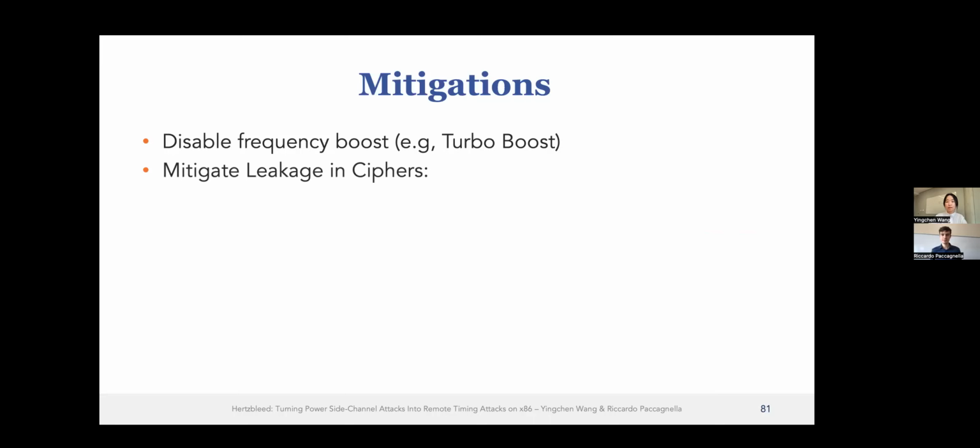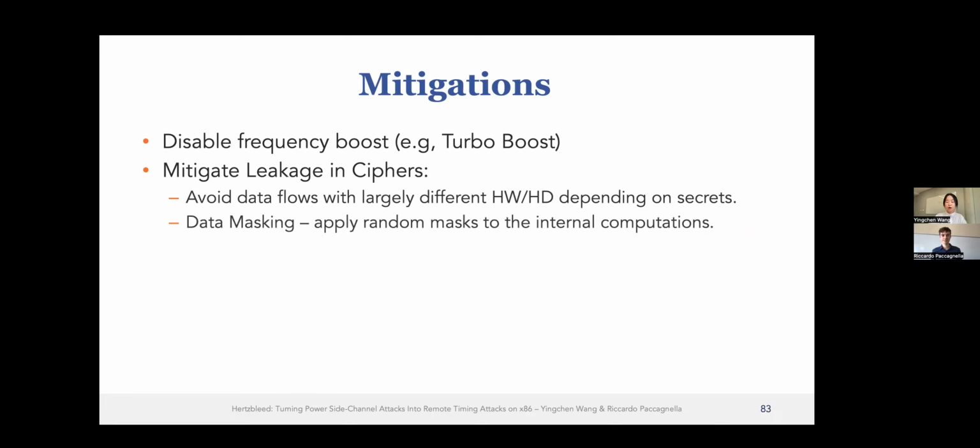Second, we can mitigate leakage in the ciphers themselves. For example, we can avoid data flows with largely different Hamming weight or Hamming distance, depending on secrets. But consider how large the input space of any crypto system is. It might be hard to guarantee this. Or we can apply data masking to internal computations of any program with hopefully reasonable overhead, so that the dependency between secret and frequency can be decoupled.